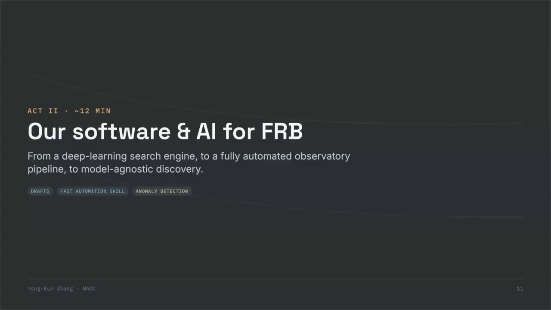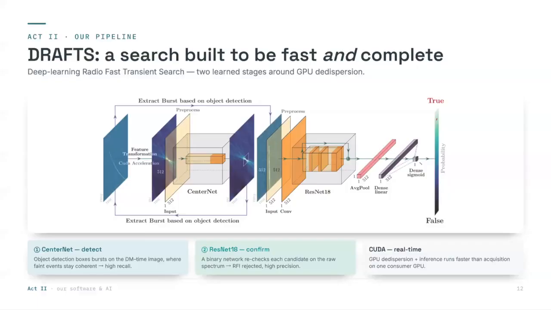Now I will move to the second part. I will talk about our software and AI work for FRBs, and after we find a burst, how to measure it. So first, the search. We built DRAFTS, which is short for Deep learning Radio Fast Transient Search.